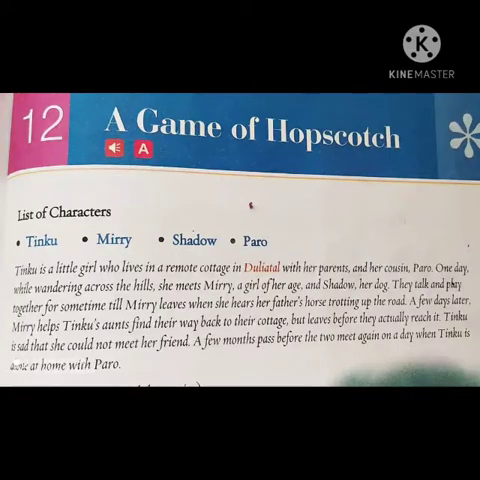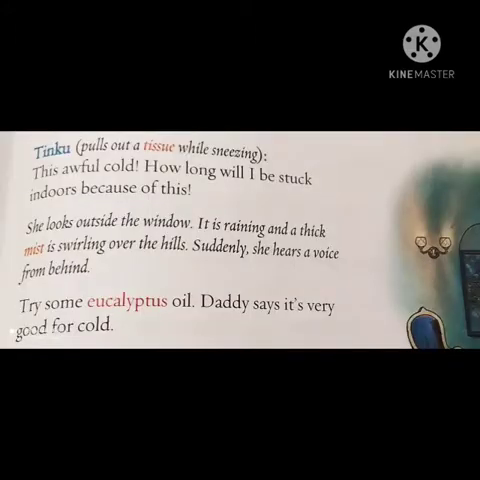And after that, one day when they met, Tinku pulls out a tissue while sneezing. This awful cold. How long will I be stuck indoors because of this? She looks outside the window. It is raining and a thick mist is swirling over the hills. Suddenly she hears a voice from behind. Try some eucalyptus oil. Daddy says it's very good for cold.